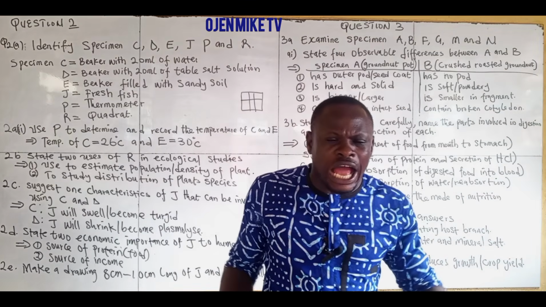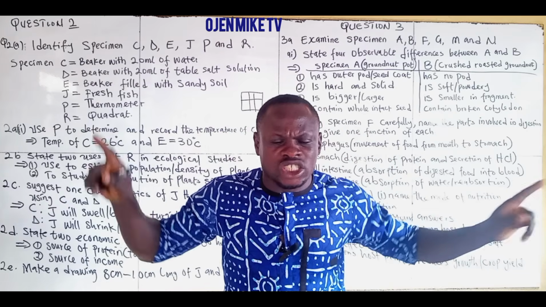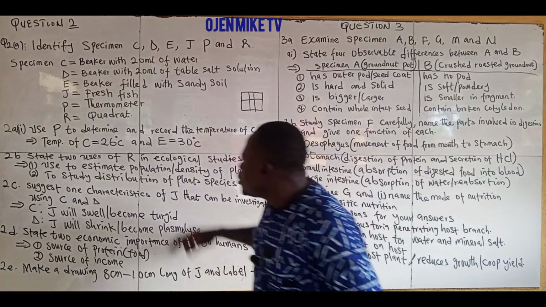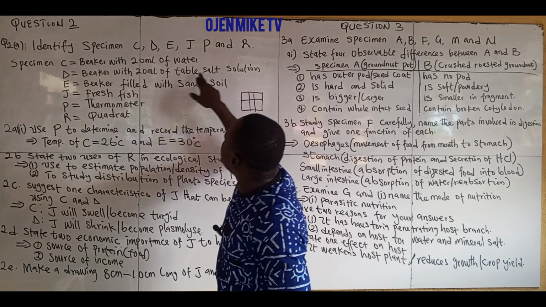Plant will absorb water, they remain straight, they remain erect. It becomes what? Turgid. Do you get that? Now, the next one, if you place it in D, D is what? A solution with what? A table salt.